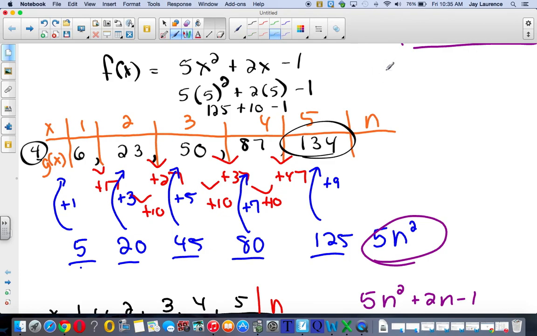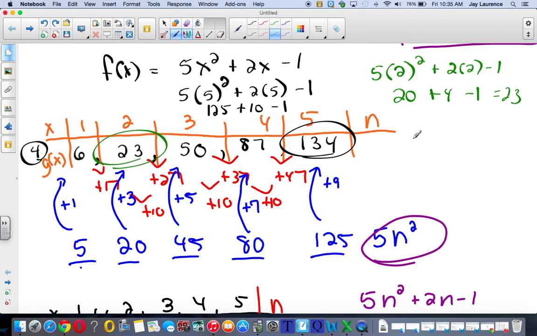All right, let's try it with 2. So I'm going to go 5 times 2 squared plus 2 times 2 minus 1. So that'll be 4 times 5 is 20 plus 4 minus 1. That'll be 23. Oh, look at that. It matches. All right, I'll use 1. 1 should be easy. 5 times 1 squared plus 2 times 1 minus 1. 5 plus 2 minus 1 should be 6. And there it is. That's a pretty cool trick.